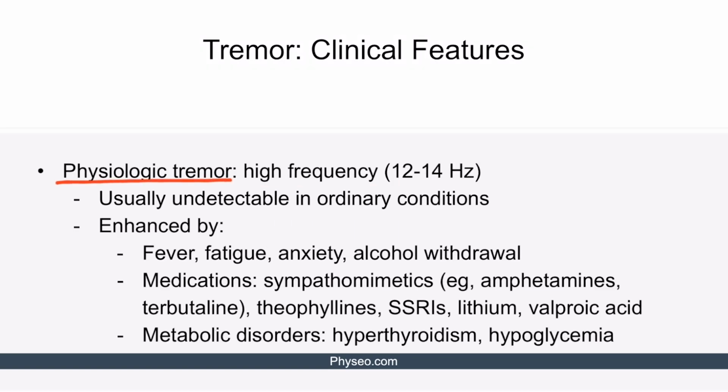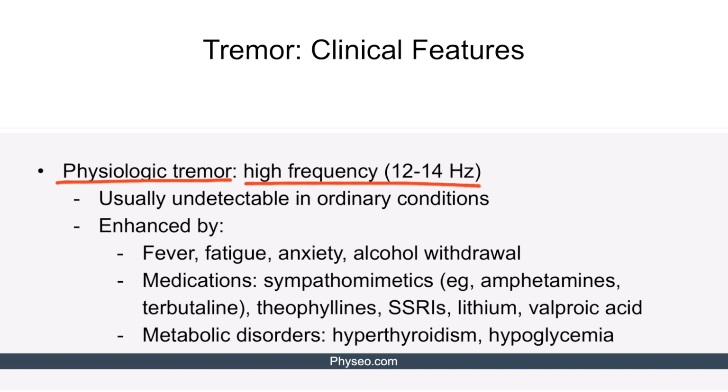Physiologic tremor is an action tremor with high frequency, 12 to 14 Hz. It typically is undetectable in ordinary conditions. However, it can be enhanced by the presence of fever, fatigue, anxiety, or alcohol withdrawal. Medications can also enhance the physiologic tremor. These include sympathomimetics such as amphetamines and terbutaline, theophylline, selective serotonin reuptake inhibitors, lithium, and valproic acid.